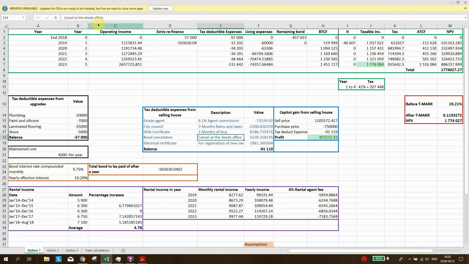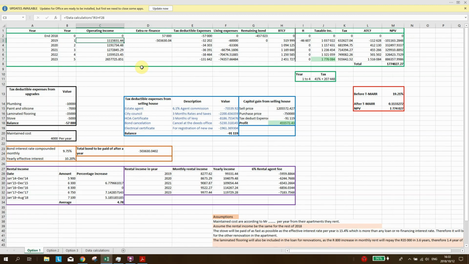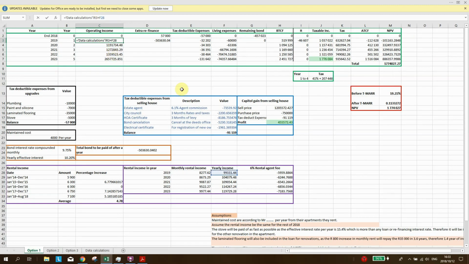So the tax deductible expenses are for things like plumbing the house and doing major upgrades. This balance was then used for an extra refinancing fee, and the fee was then added to the remaining bond value. As there's no cash yet, as you have directly paid all those expenses off, you still have no cash at the beginning. But at the end of 2019, you've got an operating income from your yearly income from renting out the house as well as your salary.